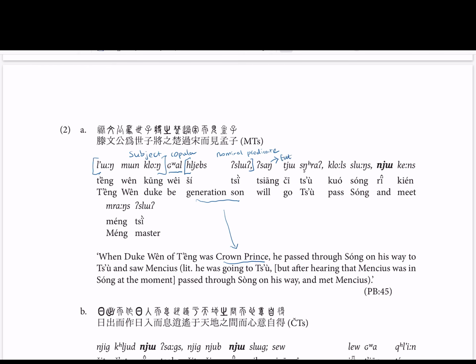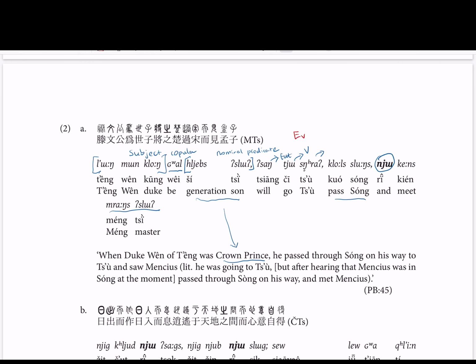And this is a verb, go. This is the destination. So he was going to Chu. Okay. And what happened on his way? He passed Song, which is the name of another state. And in the state of Song, Duke Wen of Teng met Mencius. So the verbal conjunction er links 3 different events.